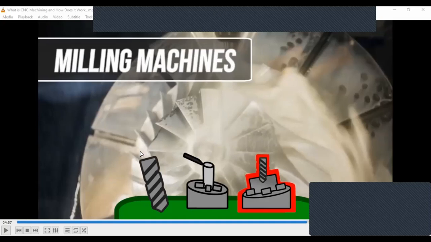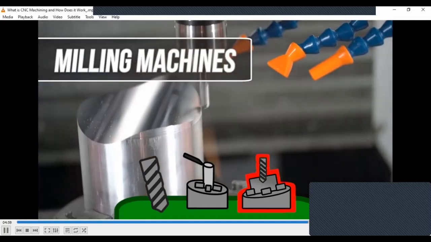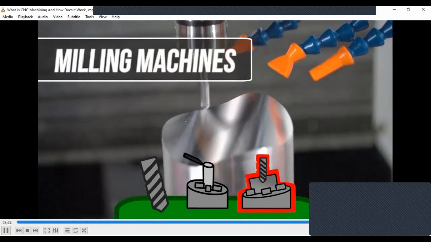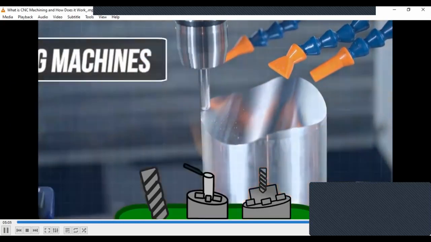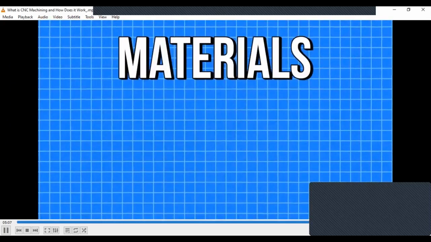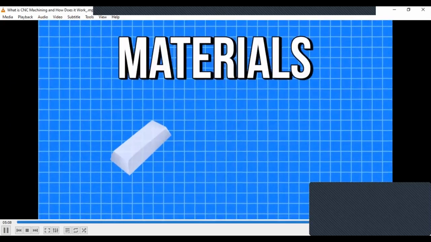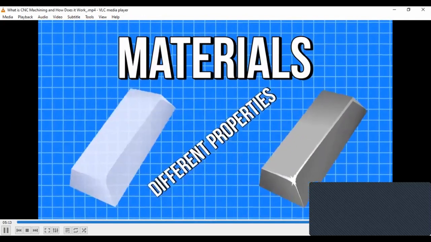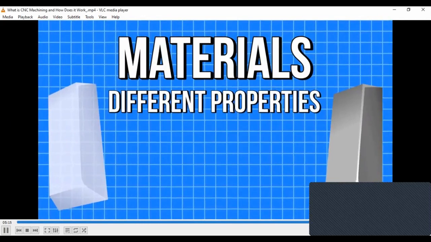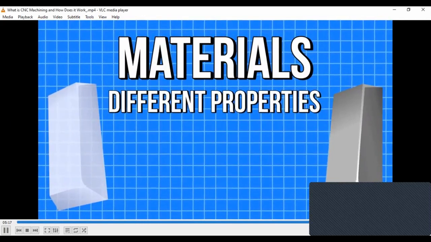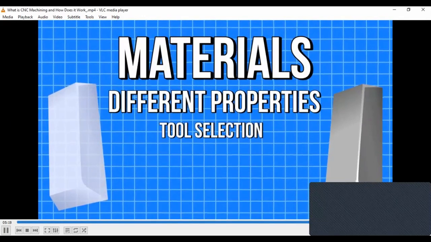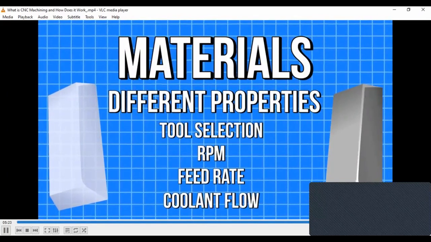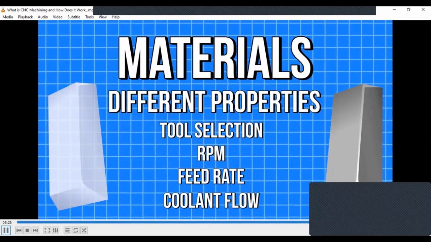Material from a stock piece. These machines function similar to drills, with their tooling capabilities encompassing much more variety. Almost any material can be used in CNC machines, from plastic to titanium. Different materials have different properties, so machinists and engineers will overcome their unique challenges by altering machining variables like tool selection, RPM, feed rate, and coolant flow, among an extensive variety of other factors.